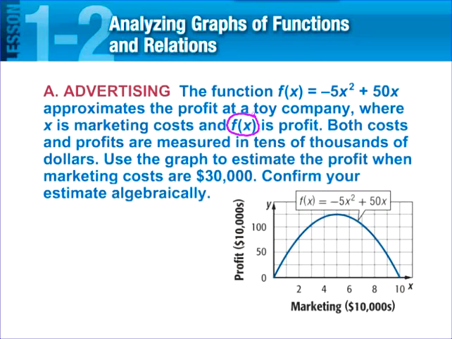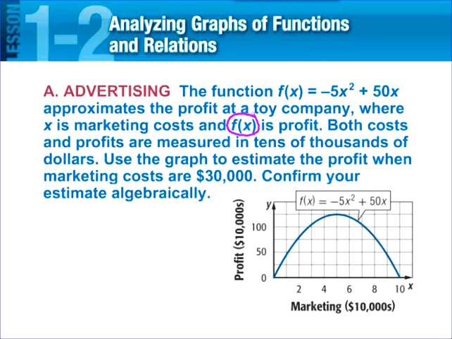Tens of thousands. So when I see 2, that means 20,000. When I see 50, that means 500,000. So what would 100 be? A million. All right, use the graph to estimate the profit when marketing costs are $30,000.